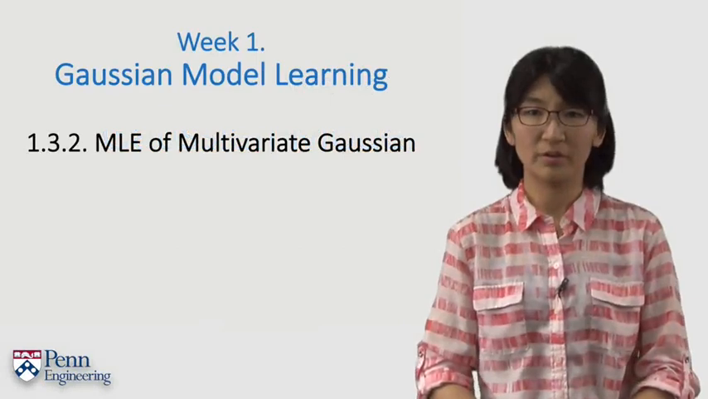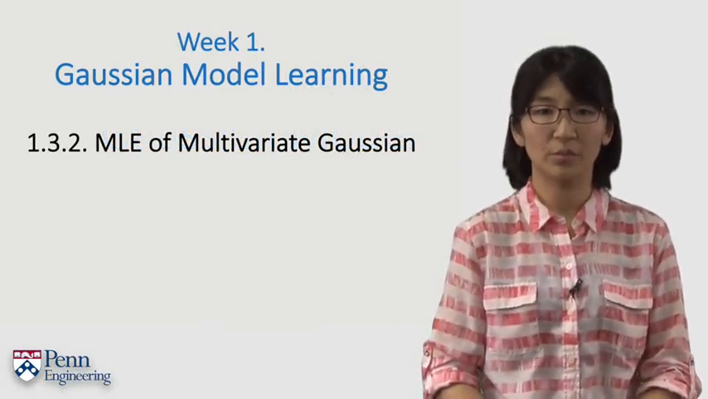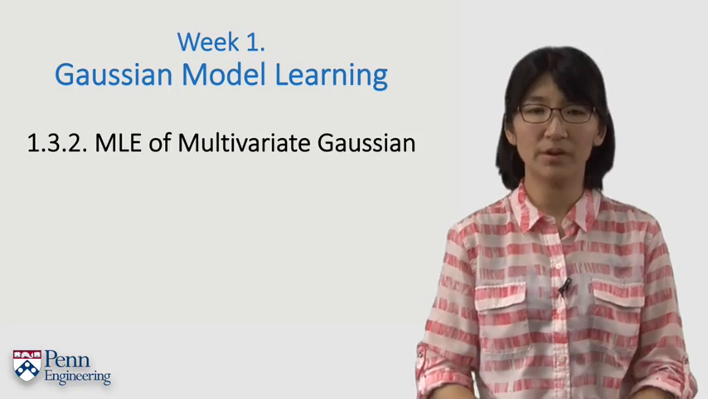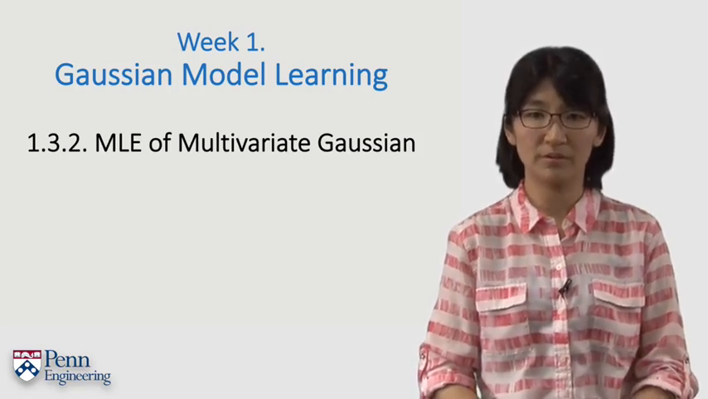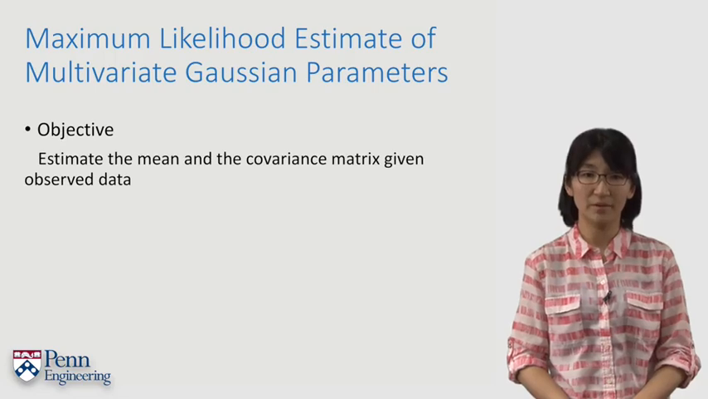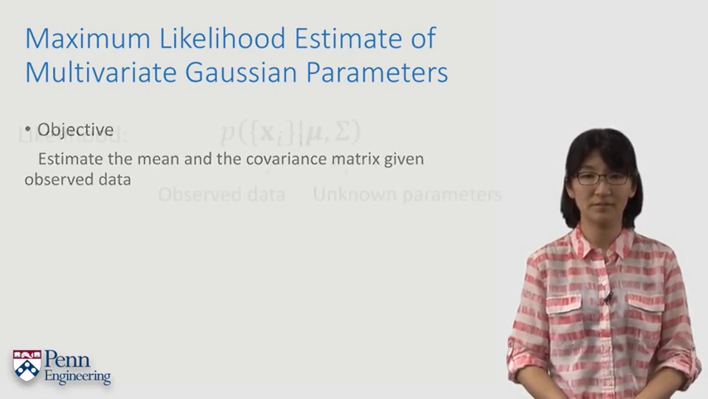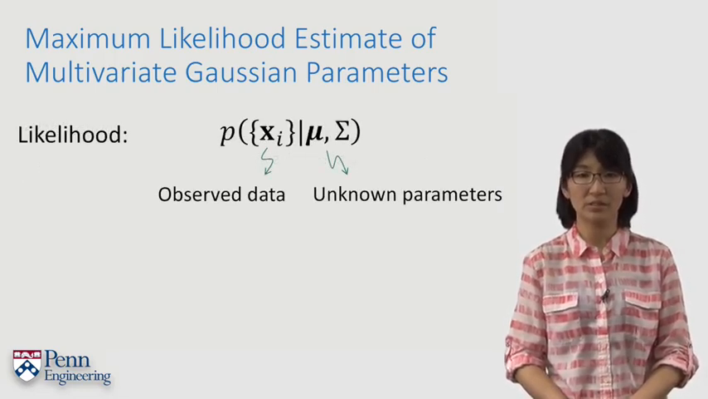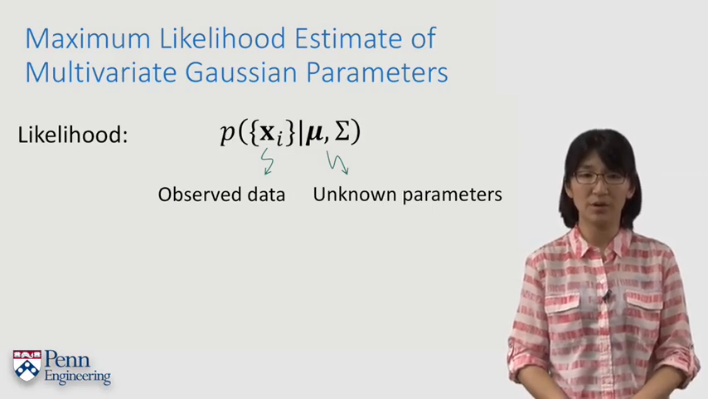In this lecture, we are going to learn how to compute an estimate of the multivariate Gaussian model parameters from observed data. Let us remind that a Gaussian model has two parameters, the mean and covariance matrix. We are going to use the same definition of likelihood we introduced for the univariate case.